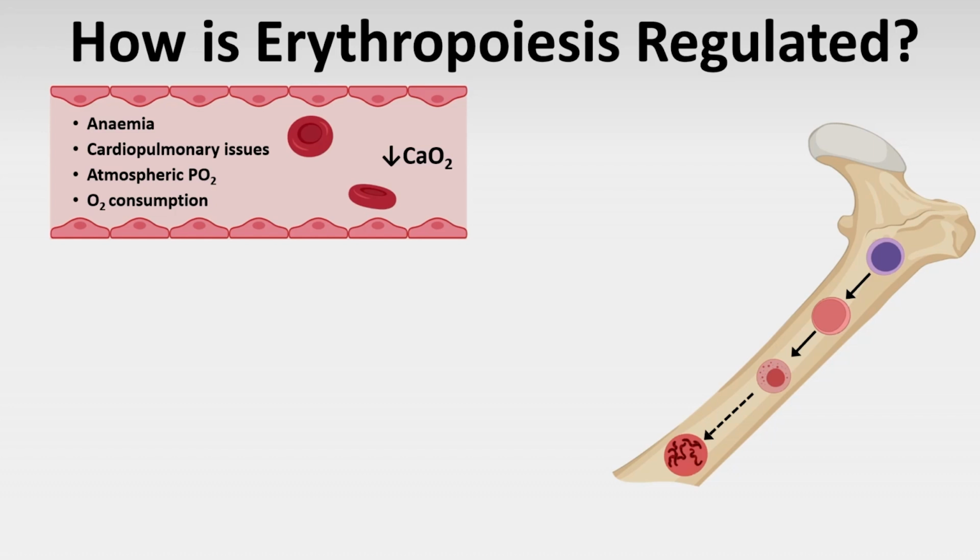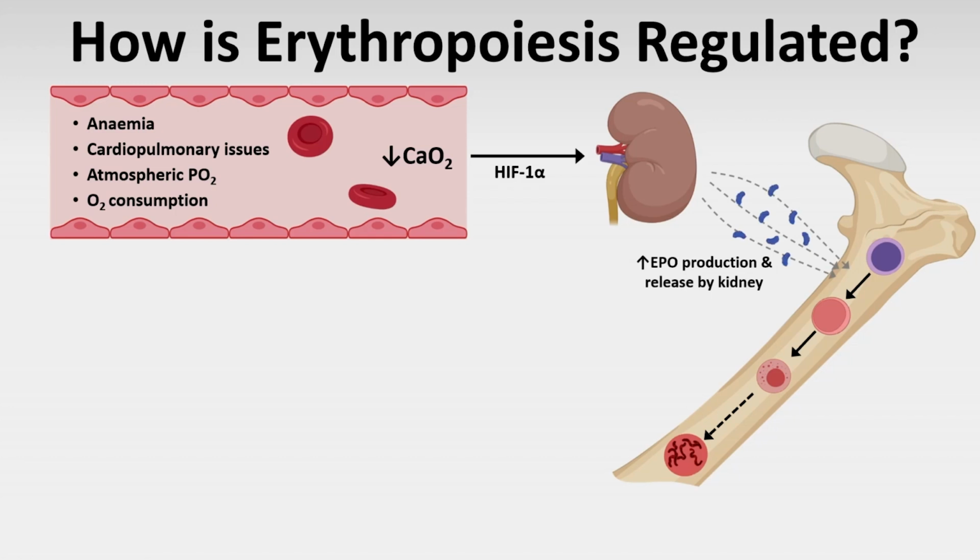So how does a reduction in arterial oxygen content lead to an increase in EPO? This is through a transcription factor known as HIF-1 alpha, or hypoxia-inducible factor 1 alpha. In response to the synthesis of HIF-1 alpha, the kidney will be stimulated to produce and release EPO into the circulation, and the increase in EPO will then lead to an increase in erythropoiesis, and hence the production of more RBCs into the circulation.